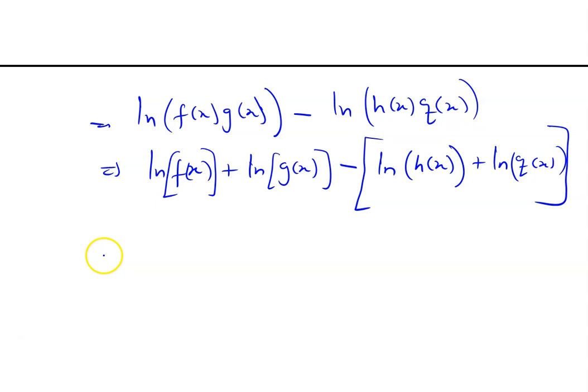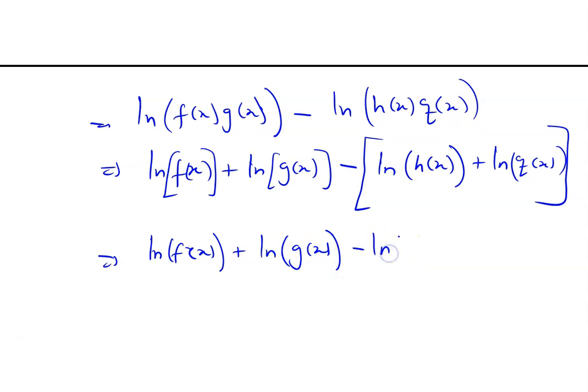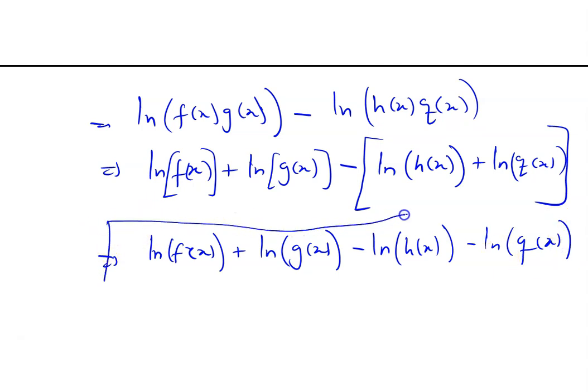So if you further simplify it, that is expanding the brackets, you get ln f(x) plus ln g(x), minus ln h(x), minus ln q(x). Yes, so this is going to be the simplification, right?